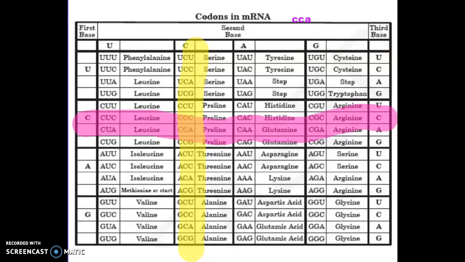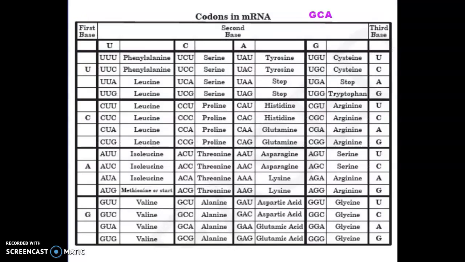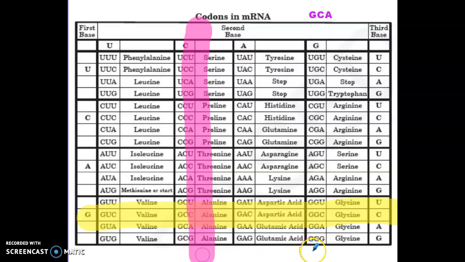Okay? All right, so let's reset that. Let's try one more. Let's do GCA, okay? So let's do that again. G tells me that it is in the bottom row, okay? The C tells me it is in this column, all right? And again, I don't need that third letter because all four in this particular box are alanine.